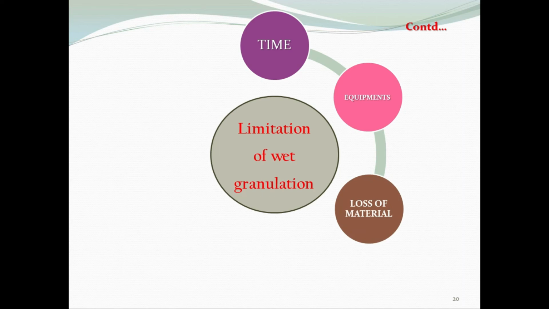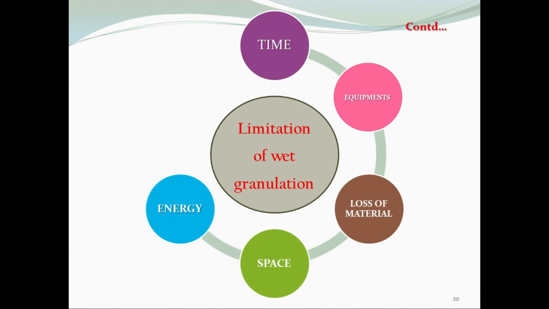Then loss of material. In case of wet granulation, material loss is high as compared to dry granulation. Then space requirement. All of you know that various equipment is required, so the space requirement for wet granulation is higher as compared with dry granulation. The next one is energy. Electrical energy consumption is higher, because in dry granulation we will hardly require one or two equipment only, but here we will require a large number of equipment.